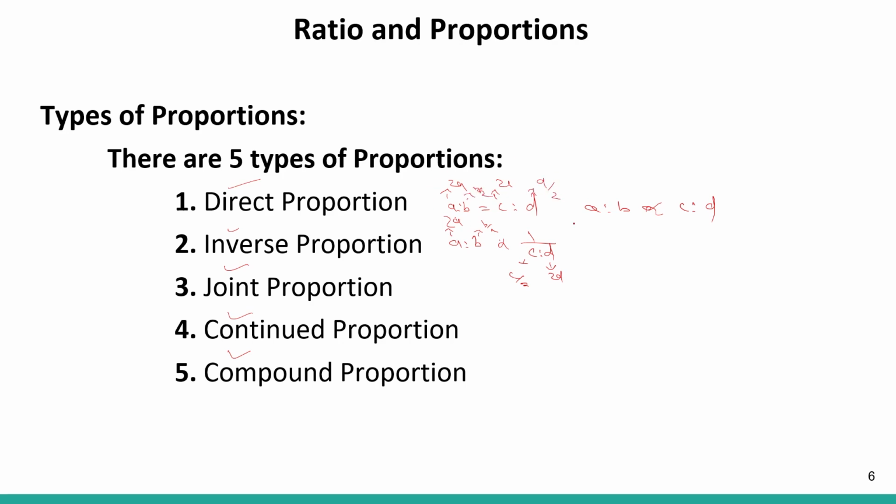So in direct proportion case, the first quantity in the first ratio influences the first quantity of the second ratio. But in inverse proportion, the influence of the first quantity of the first ratio is actually on the second quantity of the second ratio. Okay, so D is influenced by A, and B is influenced by C, and C is influenced by B. Okay, it goes both ways.